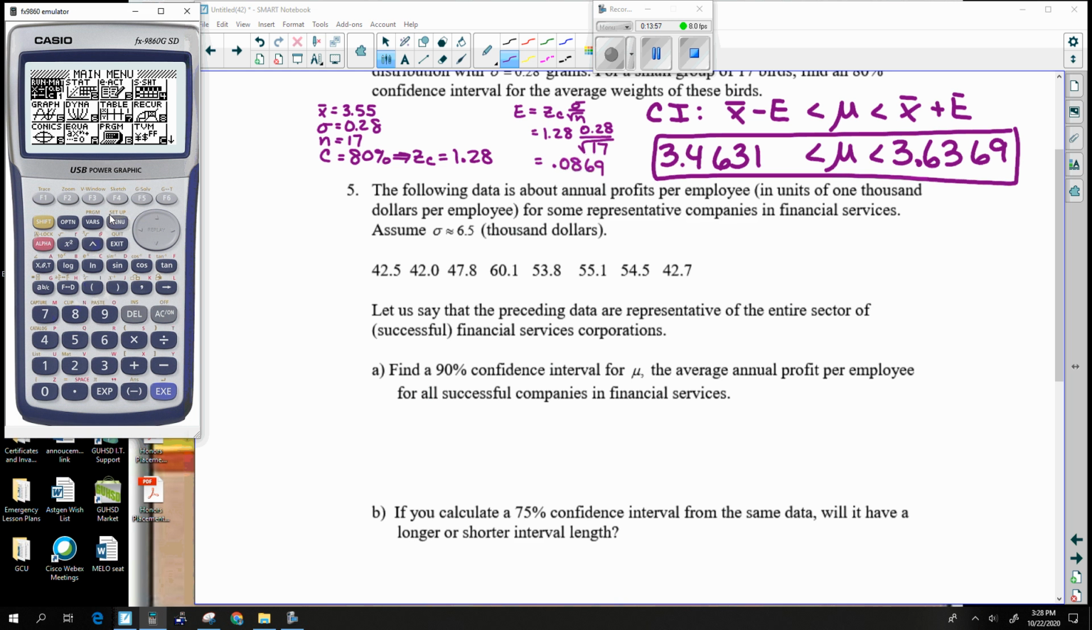We need to write new problems for this. It's always like financial services and companies and things like that.